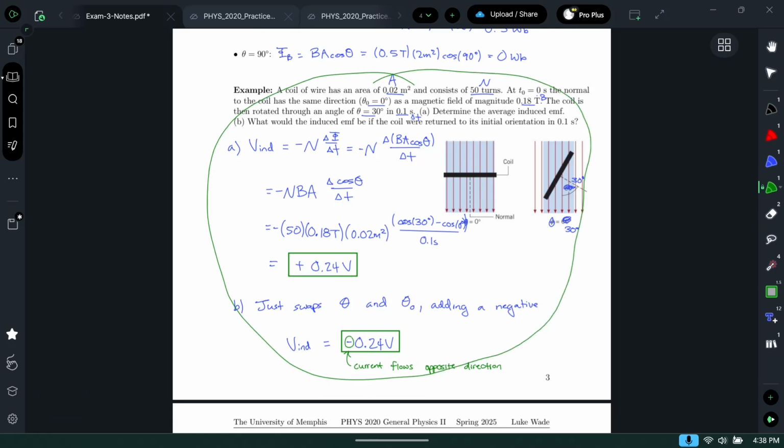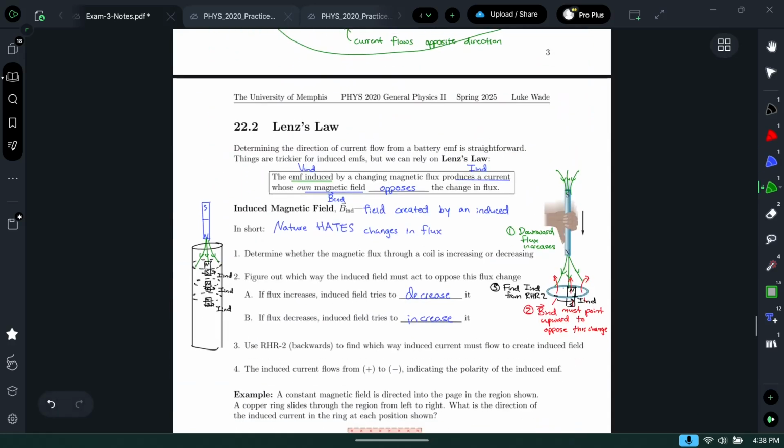So I will give you some situation where I change something about the loop, either its orientation, its size, or the field it's sitting in, or I just yank it out of the field. That's like changing the field strength to 0. And whatever case I give, you just calculate the EMF that's induced. You figure out what's actually changing. In this case, it was theta. And so I found the change in cosine of theta. And that's about it. Plug and chug. The hard part is direction.